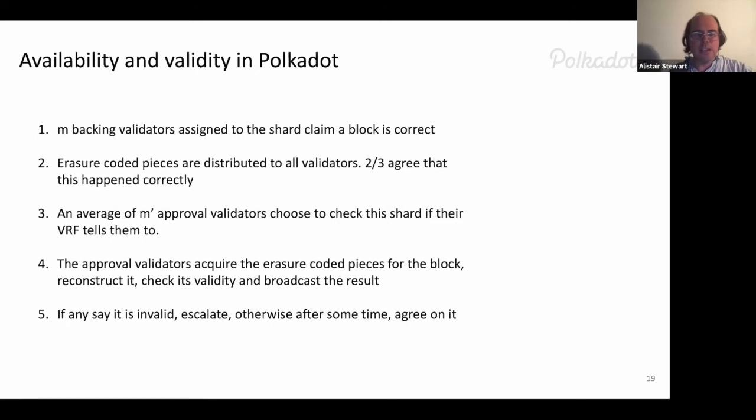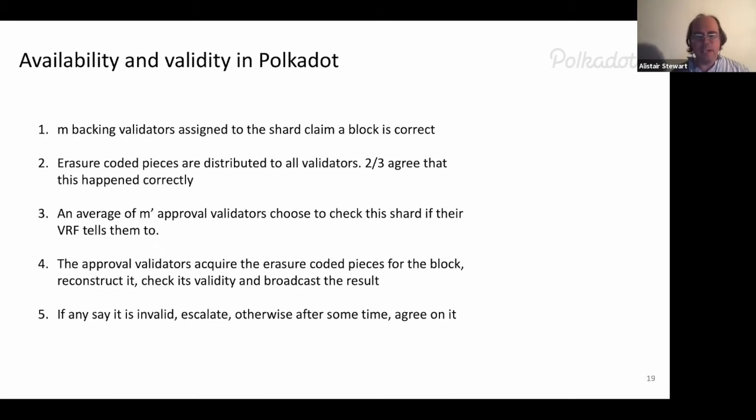So we have a number of validators whom we select to back, to say initially that this shard block is correct. And we record this on our central chain. We record some kind of header for the shard block along with these claims of correctness. Once that's happened, we distribute these erasure-coded pieces, and everyone votes on whether they got them. And at this point, the backing validators are committed. Anyone who wants it can now get hold of this block, whatever the original validators do.